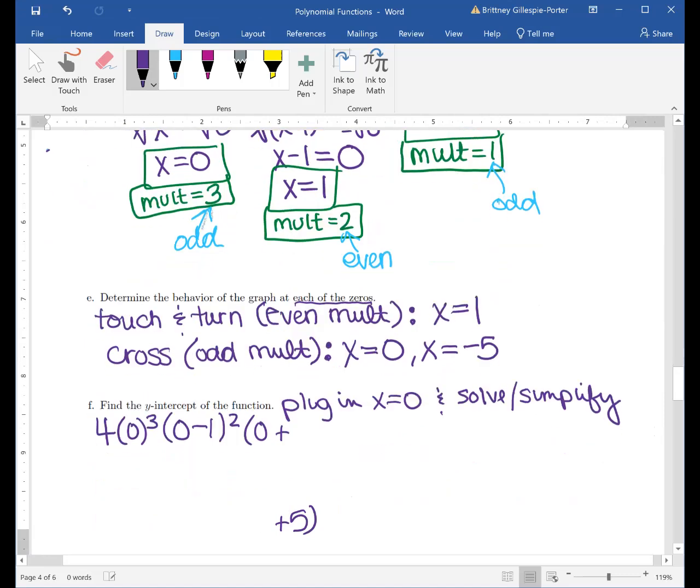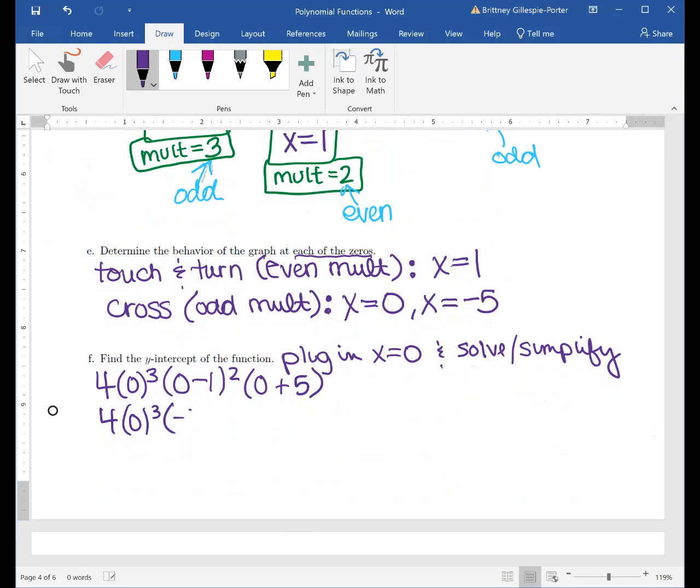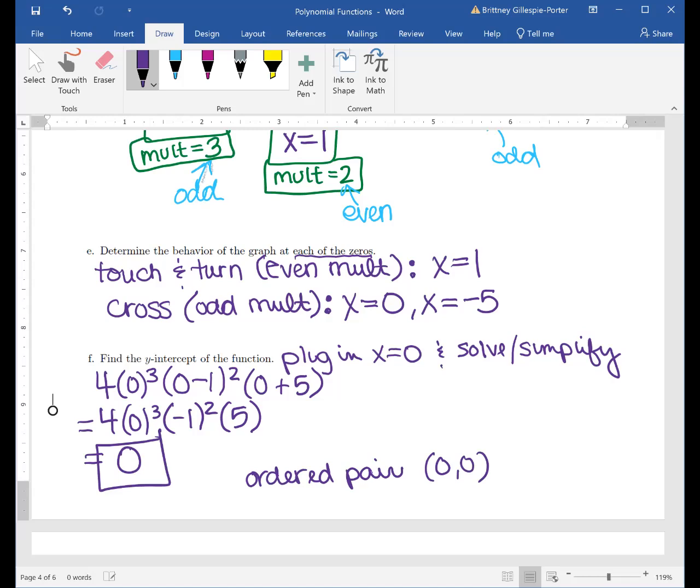You can plug this into your calculator all at once if you would like. Or you can do it in steps. We would have 4 times 0 cubed times negative 1 squared times 5. You should get out 0 because of that 0 cubed out front. If I want this as an ordered pair, I would have (0, 0) because I plugged in 0 for x, got out 0 for y. But if I just want the value for the y-intercept, I have 0.